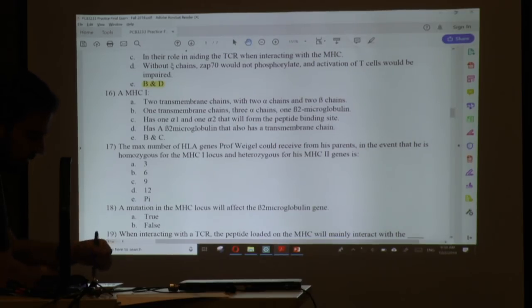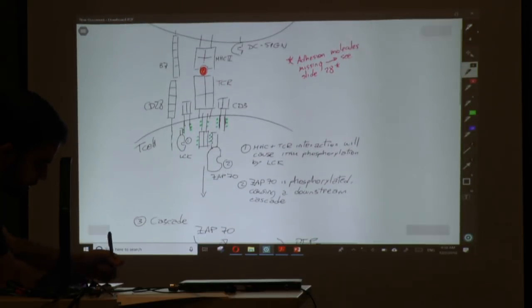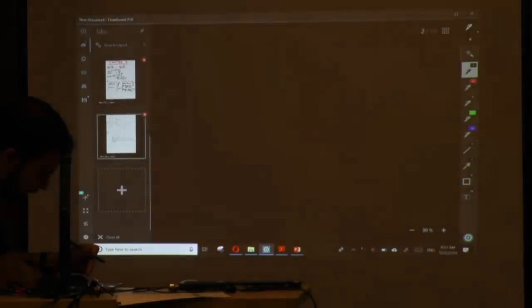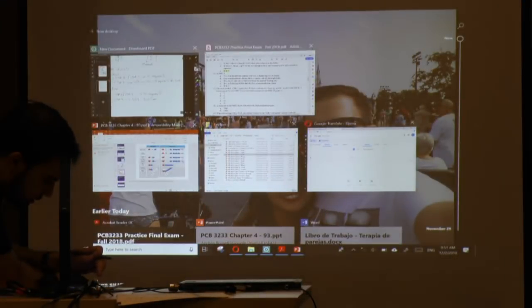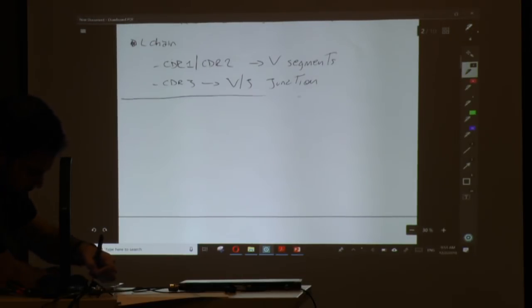Yeah? This question mostly is talking about the structure of MHC1. It says MHC1 has 2 transmembrane chains with 2 alpha chains and 2 beta chains, or 1 transmembrane chain, 3 alpha chains, 1 beta 2 microglobulin, 1 alpha 1, 1 alpha 2 that will form the peptide binding site, and then a beta 2 microglobulin that also has a transmembrane chain. So let's draw it really quick. This is question 16. We can do it here.